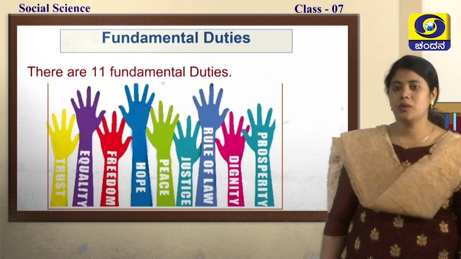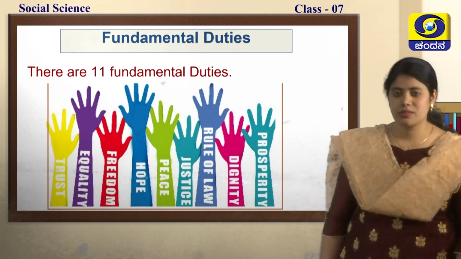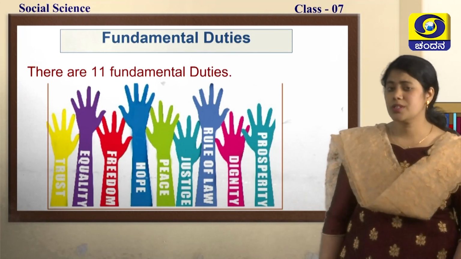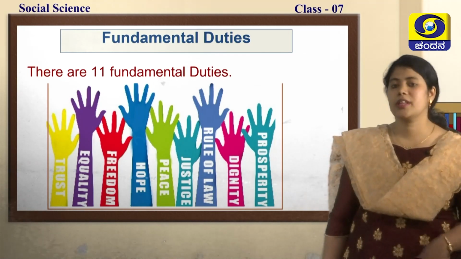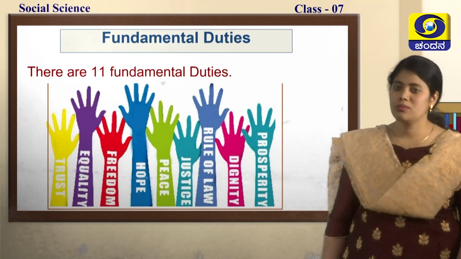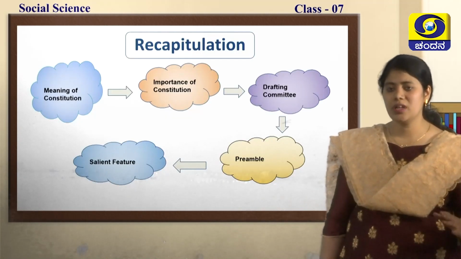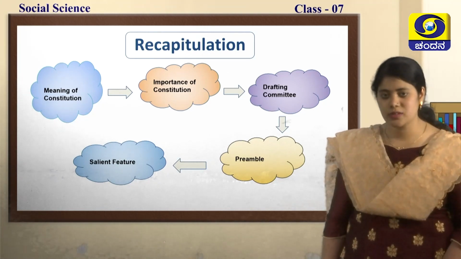Understood? Now, dear students, we have fundamental rights, and the constitution is thinking about us, but we also have certain duties, right? So, there are 11 fundamental duties that we have to follow. Okay? We will have a recapitulation, we will summarize what we studied in today's class.